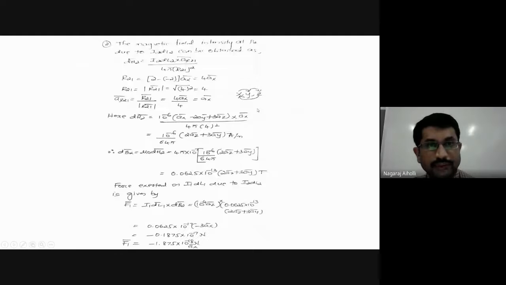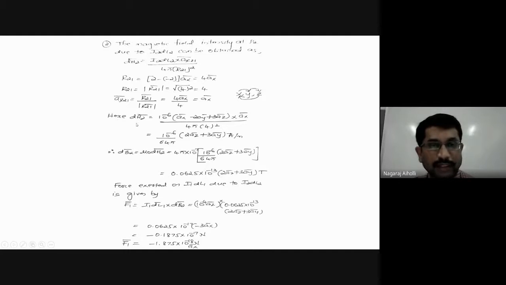Right? dH2 is given by I2 dL2 into aR21 divided by 4 pi R21 squared. R21 is R2 to 1, so the source is 2 and the destination is 1. So I have to take from 1 to 2. That is 2 minus of minus 2, which is plus 4, so plus 4 aX. The R21 magnitude will be the square root of 4 squared, that is 4. Then the unit vector aR21 will be the vector divided by its magnitude, which comes out to aX.